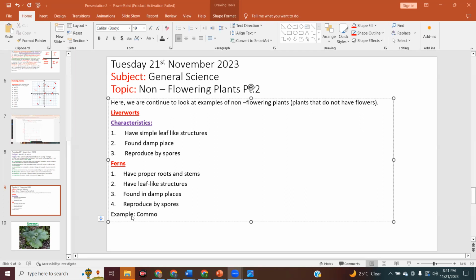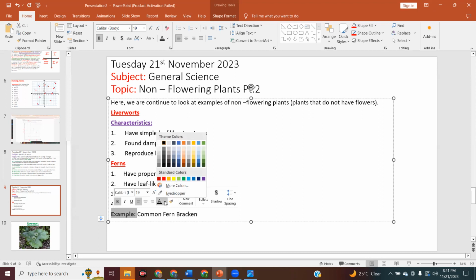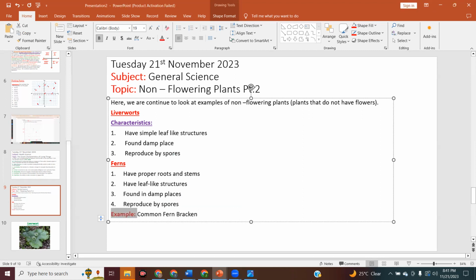All right, so an example would be common bracken, common fern. That's an example of a fern. Like I say, these are more sophisticated because they have a proper stem and a proper leaf structure. This is a good example of it.